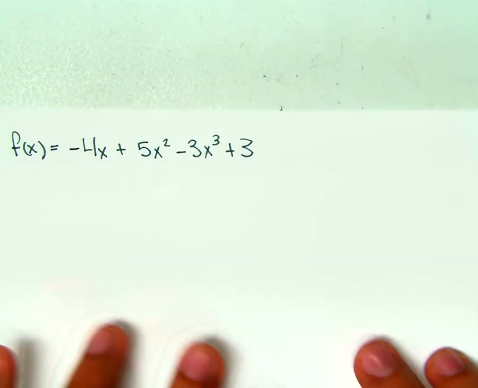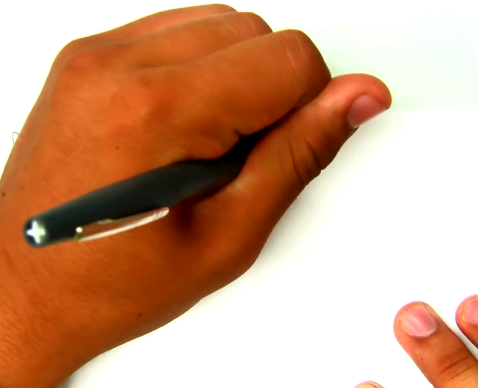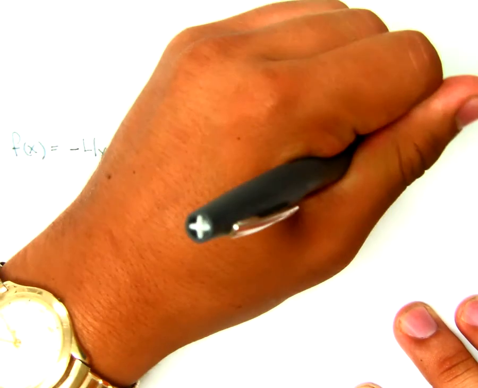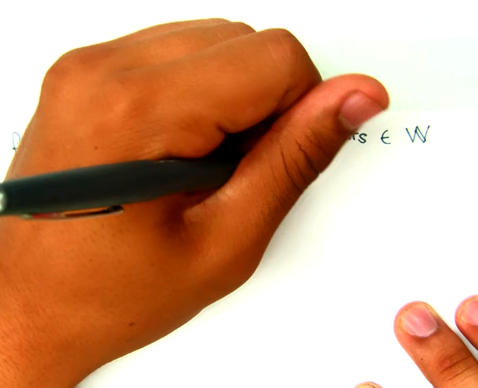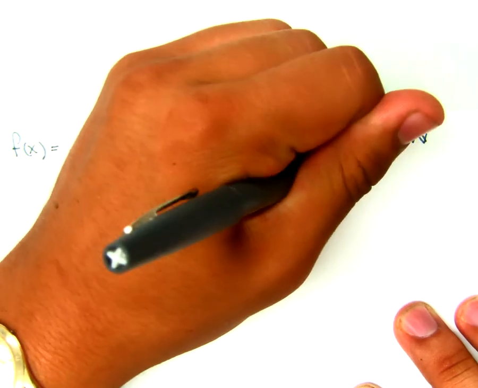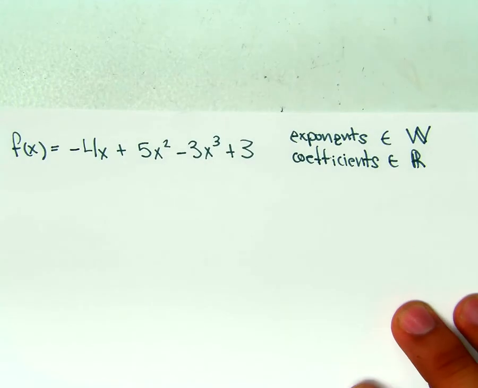So we have the function f of x, and it equals negative 4x plus 5x squared minus 3x cubed plus 3. Okay? This right here is a polynomial function. And it's a polynomial function because the exponents are whole numbers and the coefficients are real numbers. Okay?